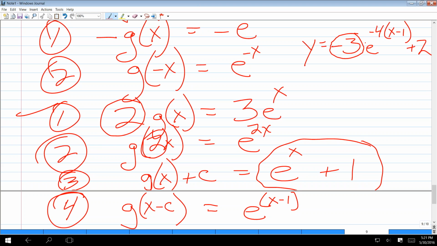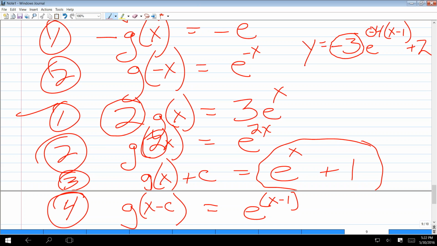Also, always do your reflections first. We got 2 reflections here. Very first thing I'm going to do is take my e to the x function and flip it over the x-axis because of this negative sign. The very second thing I'm going to do is take this negative sign and flip it over the y-axis. If you do not do your reflections first, you will end up with occasionally the wrong graph. It doesn't matter which reflection you do first, but if there are reflections to be done, do them first. Okay?